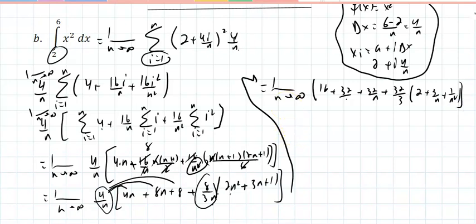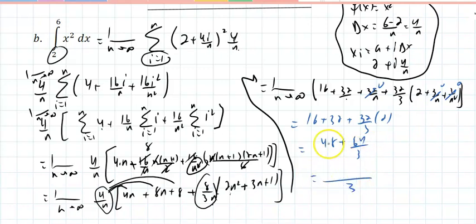The limit as n approaches infinity, any quantity over n will zero out, and here it is. That will be 16 plus 32 over 3 times 2. That will be 48 plus 64 over 3, all over 3. That is 144 plus 64. And this exact area will be 208 divided by 3.